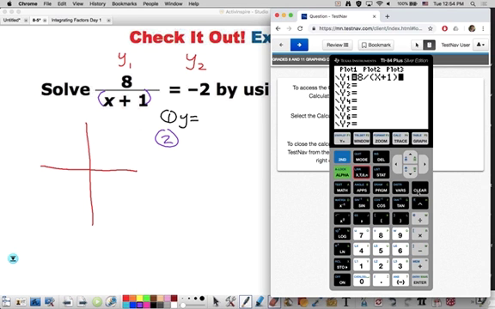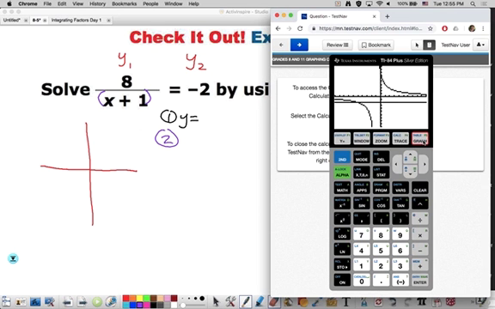So if you graph this, I have this, and then I need to graph negative 2. Make sure you use the negative sign, not the subtraction sign, or else you'll get an error. So you should have this on your screen.